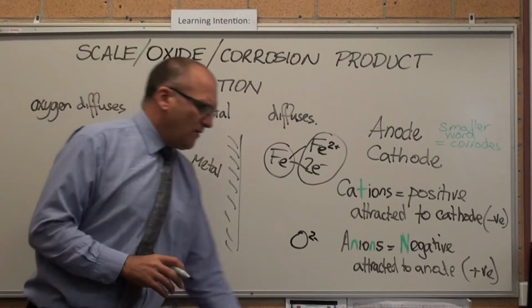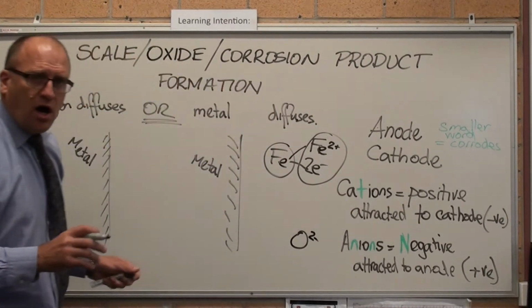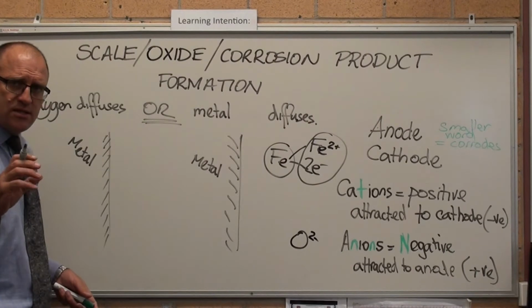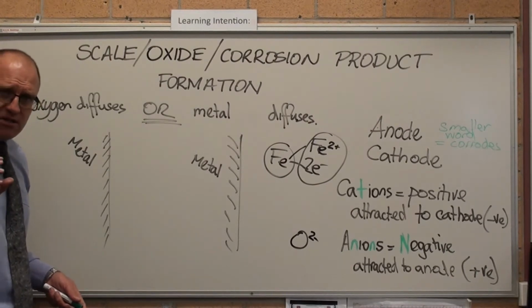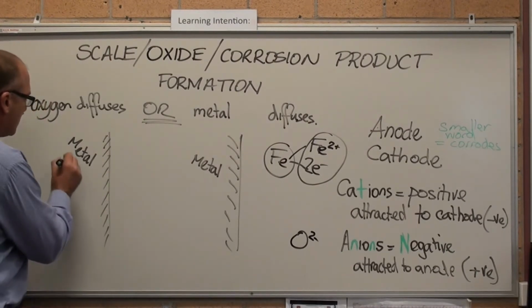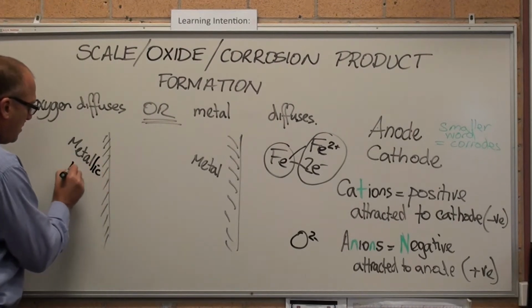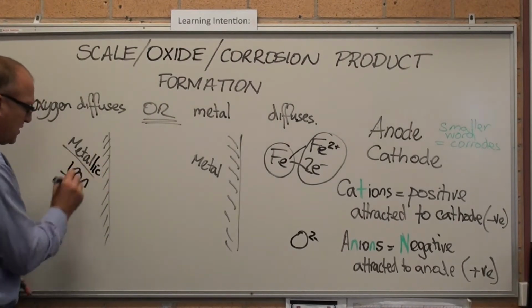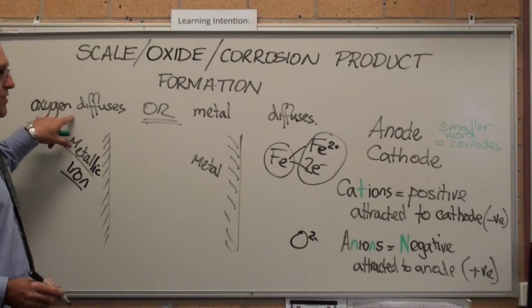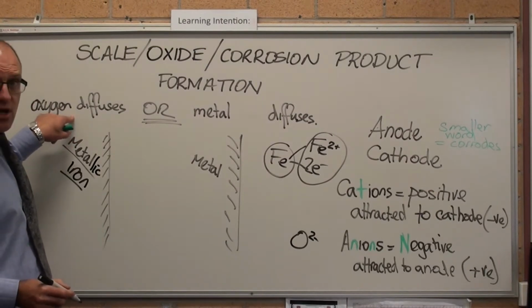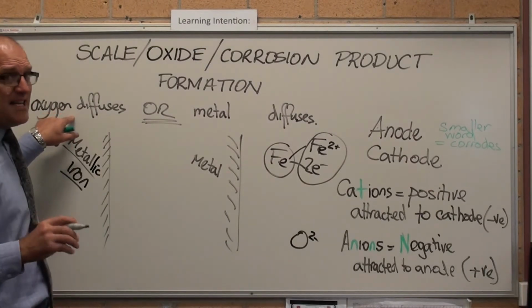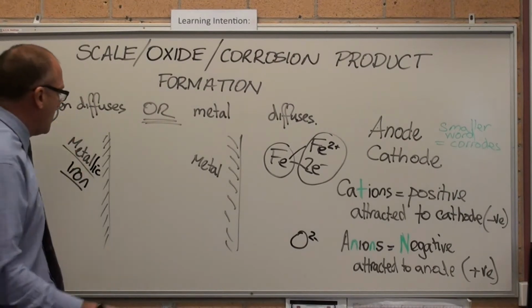Let's have a look at iron. In iron, when it's corroding, I'm intentionally spelling it out because the words sound the same. This can be iron or steel. The oxygen diffuses through the oxide layer. This is why iron is not good at resisting corrosion.